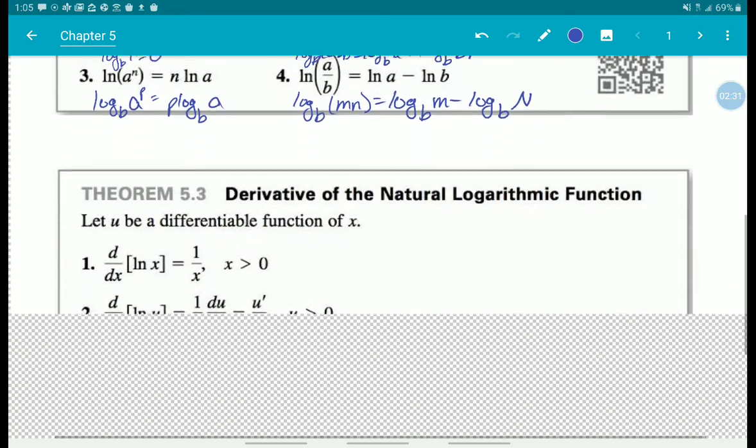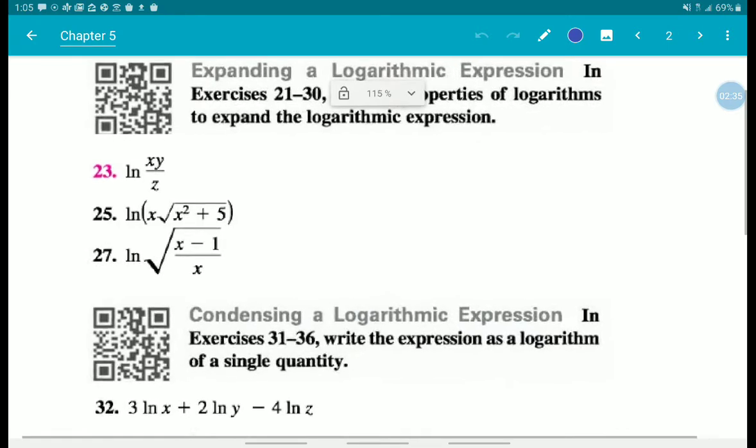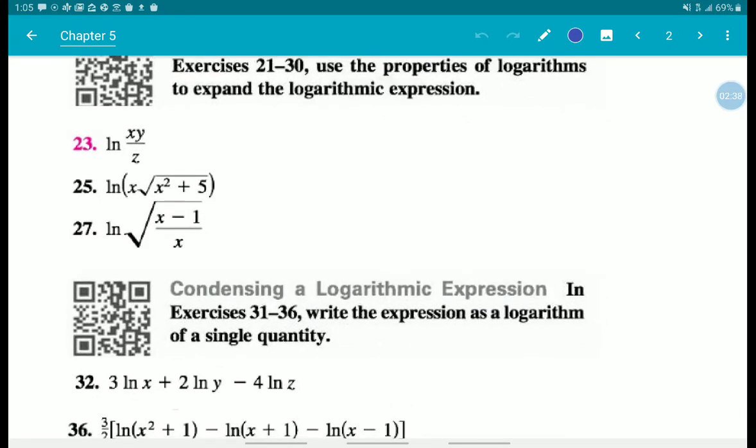So I just want to play with those properties a little bit. I'm going to go to the next page and we're going to talk about expanding and condensing. So in 23, they're asking us to expand this out. The first thing we see is that division bar. So we could rewrite this as the ln of xy minus the ln of z. And then we can split that product up and write that as the sum of two logs. So that's fully expanded.